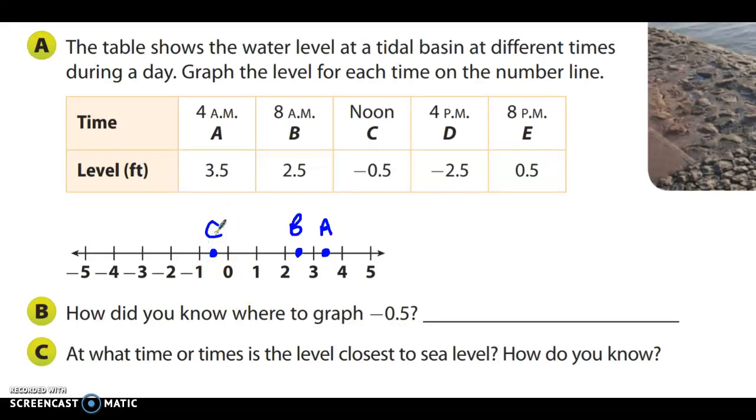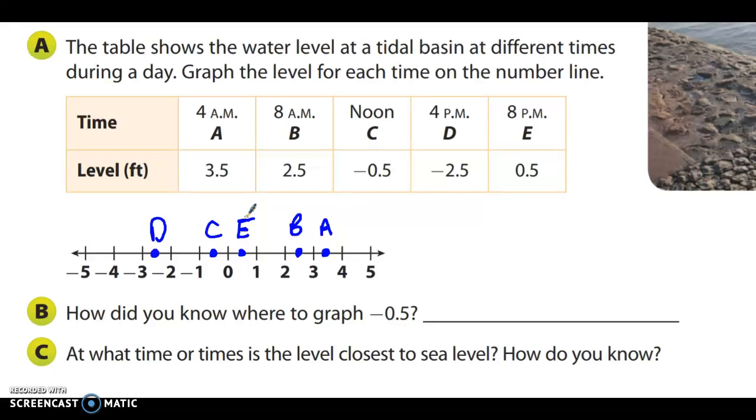That's point C. Point D is negative 2.5. So I'm going to go to negative 2, and I need to keep going another half. Negative 2.5 is between negative 2 and negative 3. And point E is at 0.5. Now that's a positive, so it's going to be to the right of 0. But again, it's not all the way to one whole. 0.5 is just a half, so I have to go over a half. All right, if you got any of those wrong, please fix them and make sure that they are labeled.